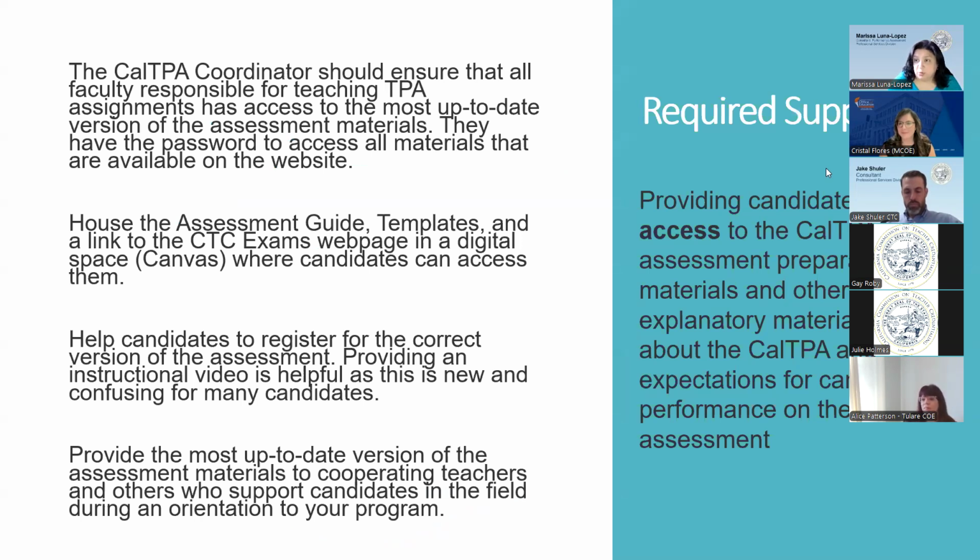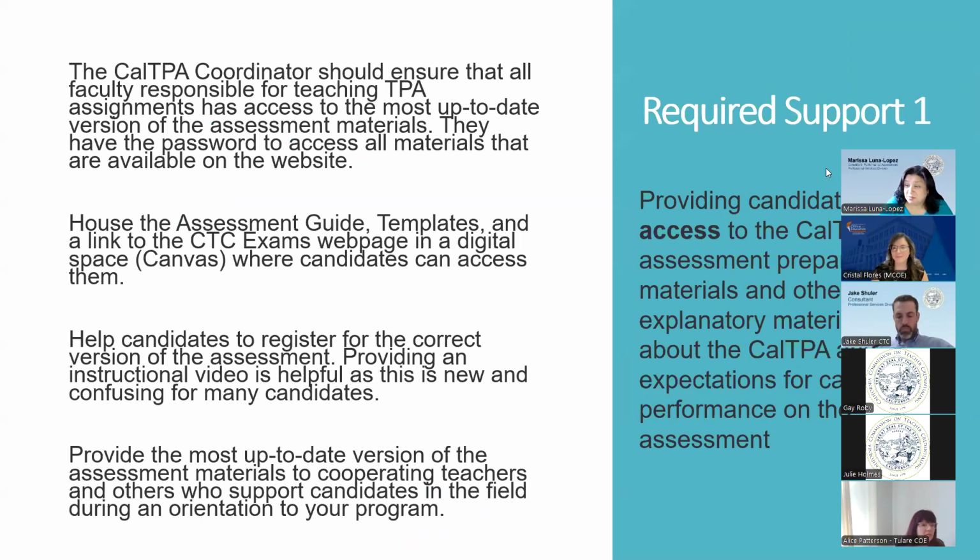So there are some required supports that are part of the accreditation process. And our next Digging Deeper is going to be getting more into that accreditation process. But these are all supports that the CalTPA coordinator and the programs should be and are required to offer. So the big part of this is access, right? The CalTPA coordinator should ensure that all faculty responsible for teaching a TPA has access. And this year, there was an update to the multiple subject CalTPA version 7. So it's like 7.1 in the CalTPA 2.